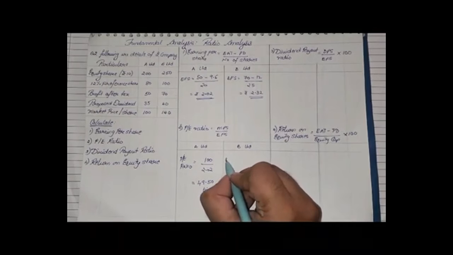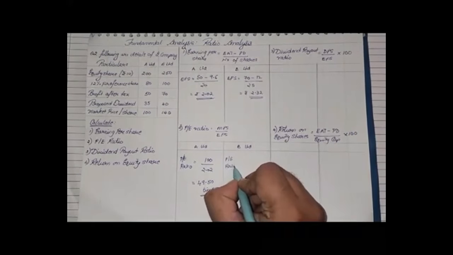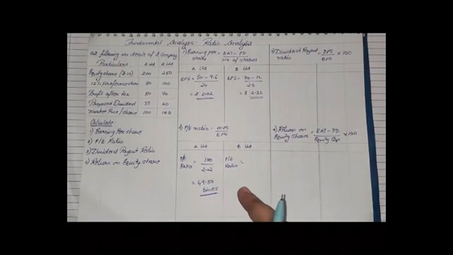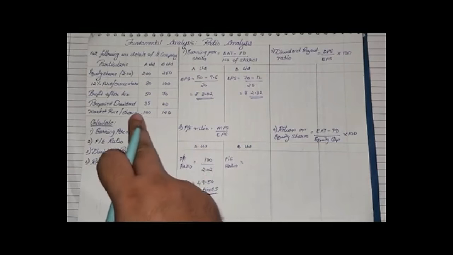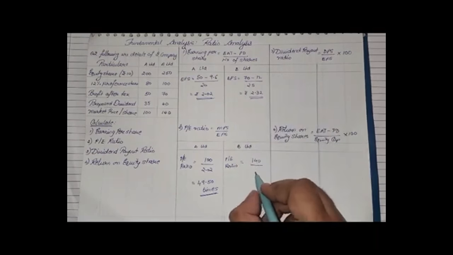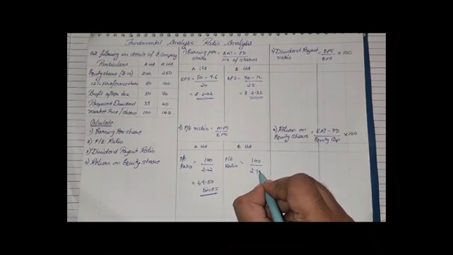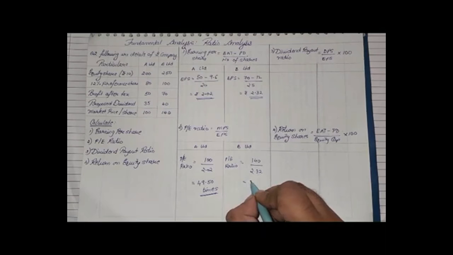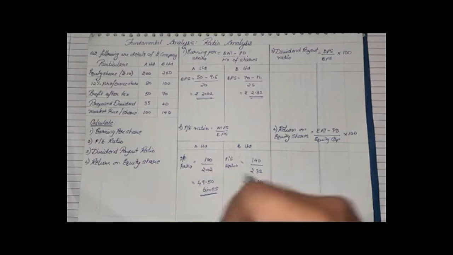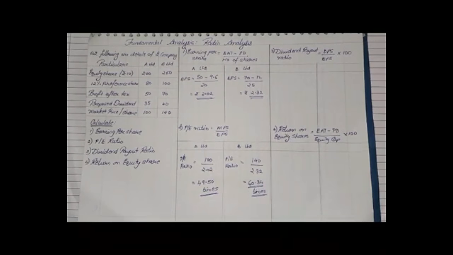Similarly for B Limited, the price earning ratio is the market price, which is 140 upon EPS, that is 2.32. So it will be approximately 60.34 times. Okay, you can write the whole thing in a single line, because there is place constraint, so I'm taking it in that way. So that's the first and the second formula.